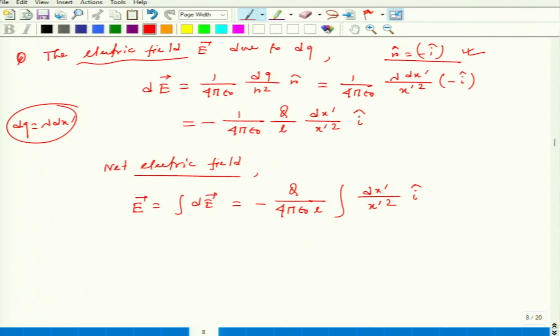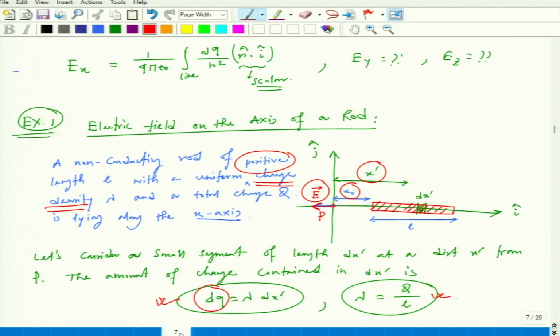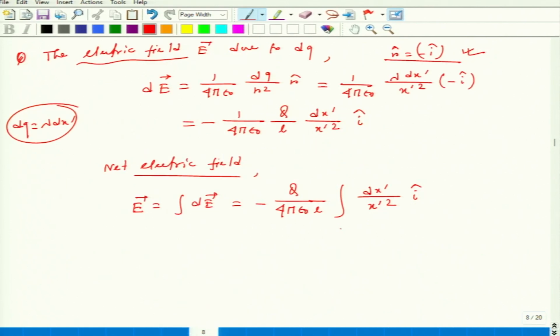Now what are the limits of the integration? If we look at the figure, the rod starts at x0, at a distance from P, and the length of the rod is L. So the limits of the integration are x0 to x0 plus L, which covers the entire length of the rod.